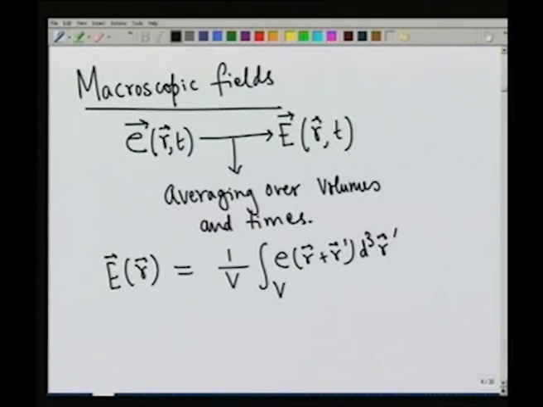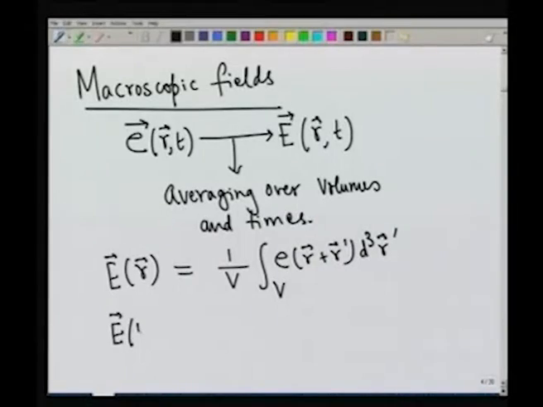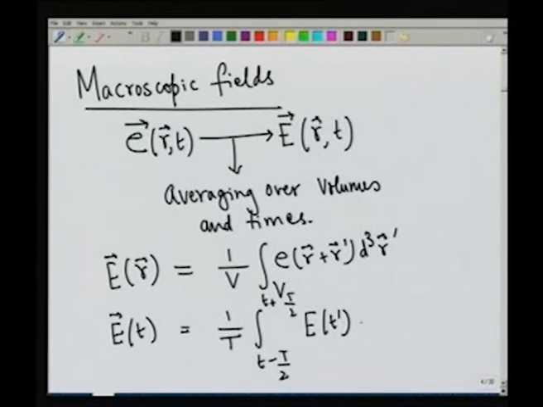In a similar manner, we can also define the temporal average, where we said that E of t will be given by 1 over T, where T is suitably chosen, integral from t minus T by 2 to t plus T by 2 of e of t prime dt prime. So clearly what I mean by the capital E of r, the macroscopic field, or the macroscopic field as a function of time, depends on the volume that I choose in order to average.